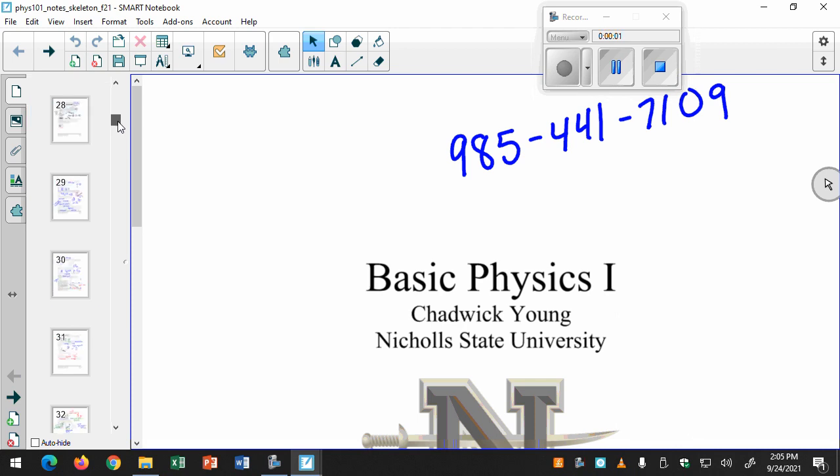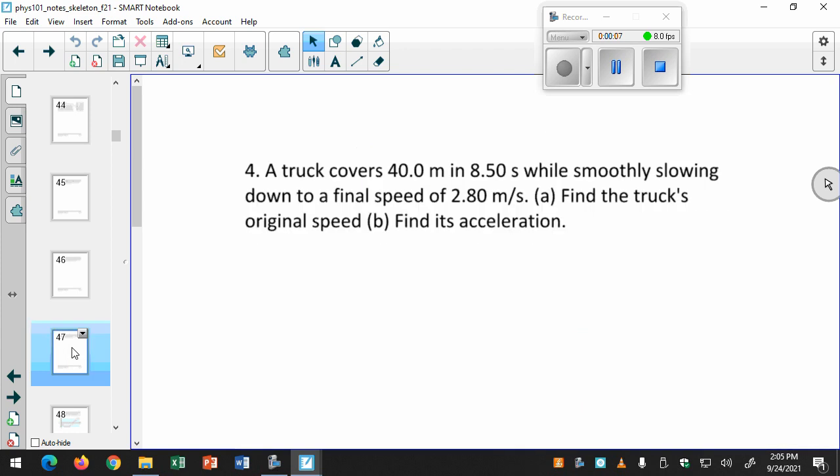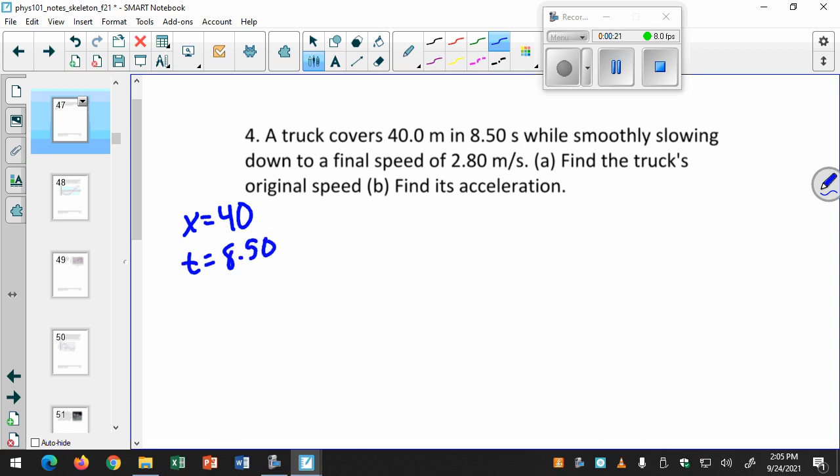We're looking at Chapter 2, Number 4 homework. You can find the solutions for that on the website, but let's just try it here. So first of all, I'm going to write down everything that I know. I know that x is equal to 40 and t is equal to 8.50.